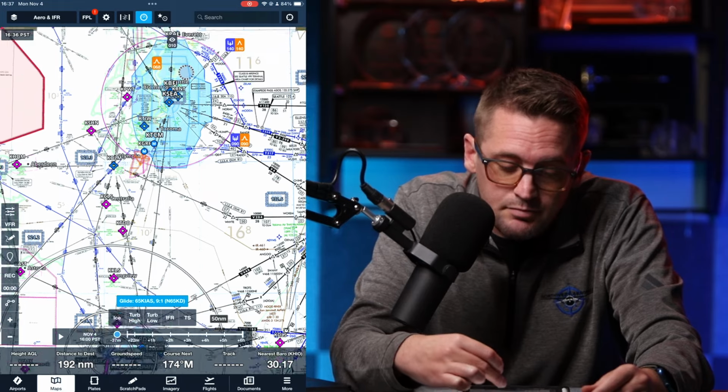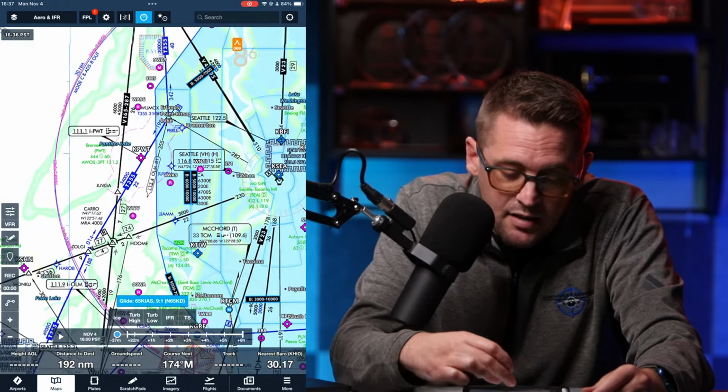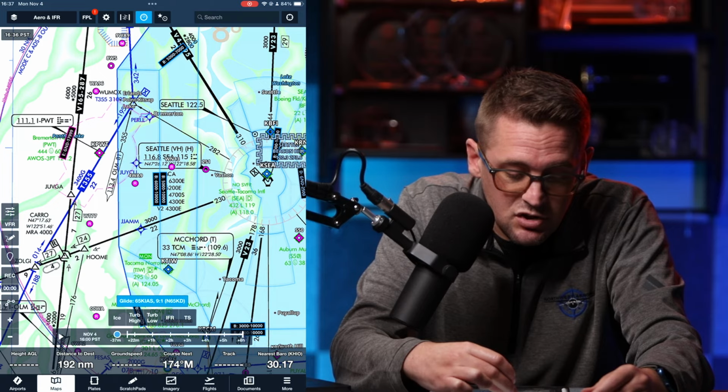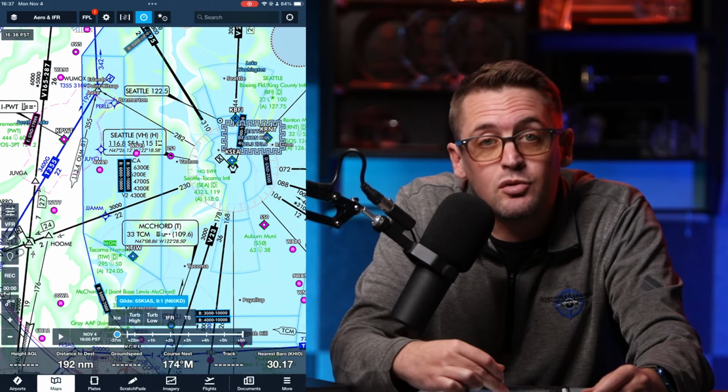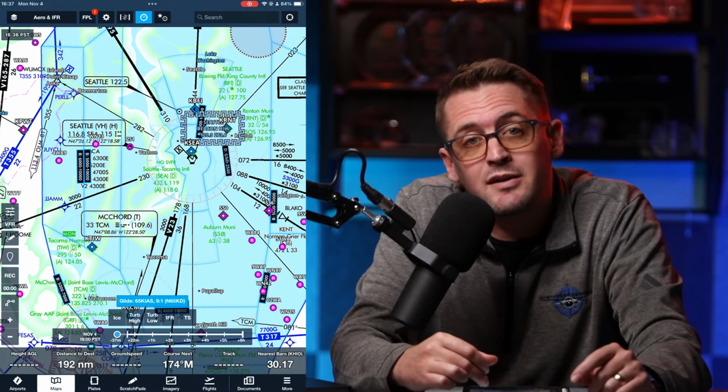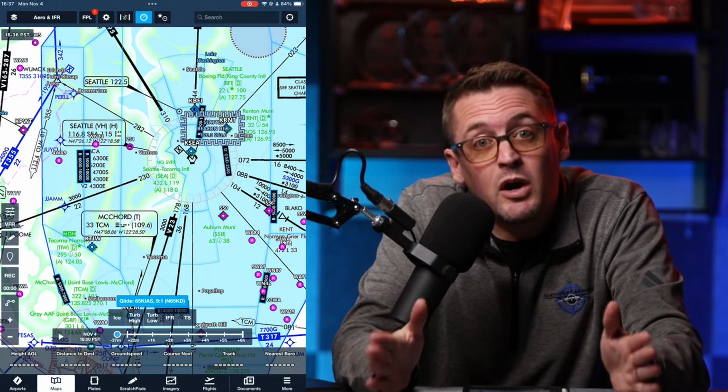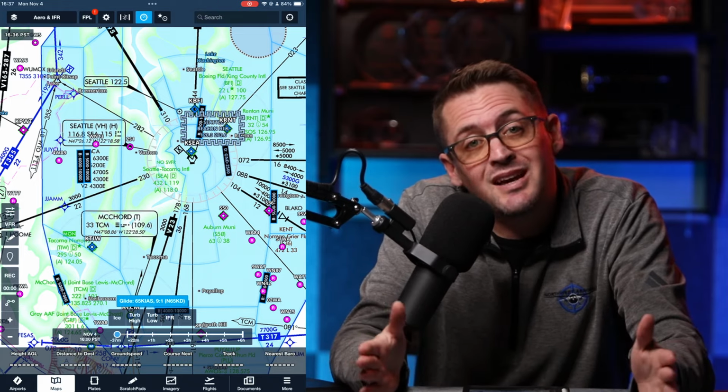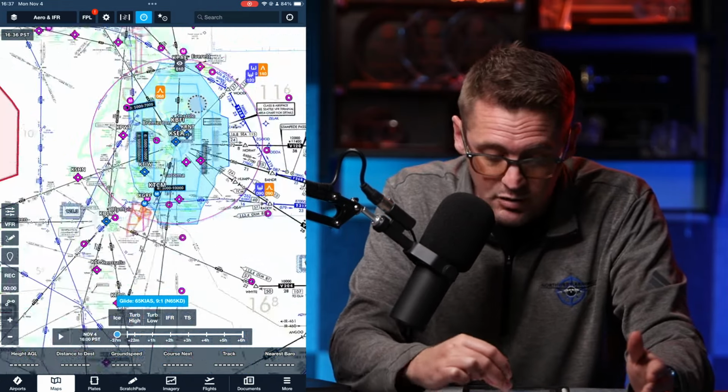Brown airports are airports that don't have instrument approach procedures, but they do have at least one runway with a length in excess of 3,000 feet, okay?